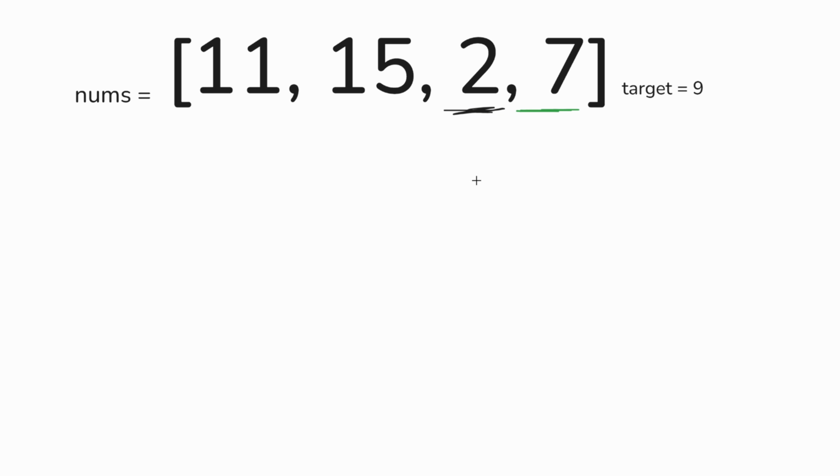In this case, we see that 2 is at index 2. Because remember, we start at the 0th index, so this is 0, 1, this is 2, so 2 is at our second index, and then 7 is at our third index. So our actual solution here would be, our output would be 2, 3, or it can be 3, 2, either one, as I said, that we can return in any order.